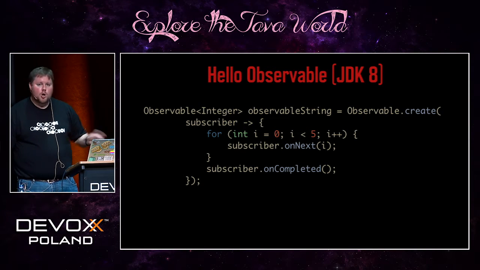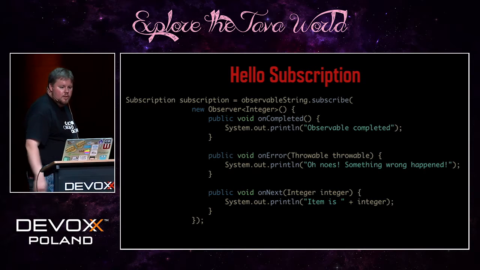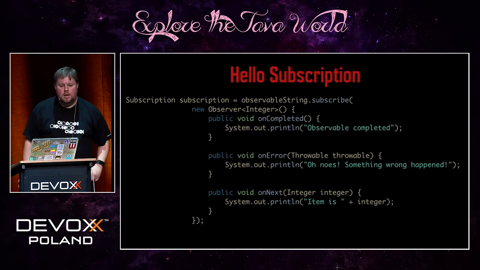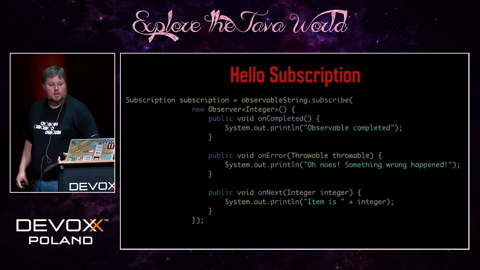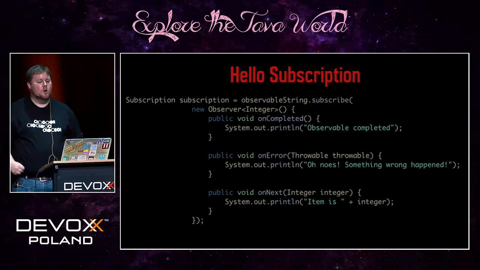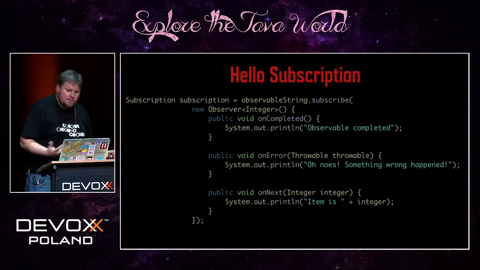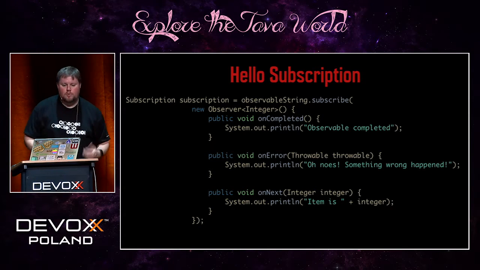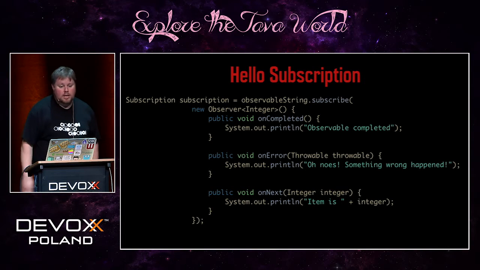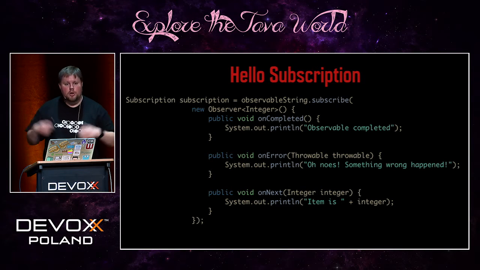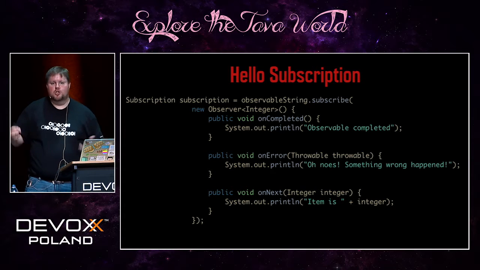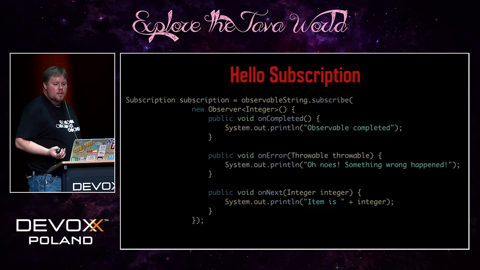So that is the observable or the subject. Now we're going to implement the observer, or in this case, the subscription. So to do that, we're going to take the observable and we're going to call subscribe. And we're going to pass to subscribe an implementation of observer. And our job is what you might expect it to be. We're going to implement, well, what needs to happen when we're notified? What needs to happen when onNext is called? And so in this case, we're just going to print out what that integer is.